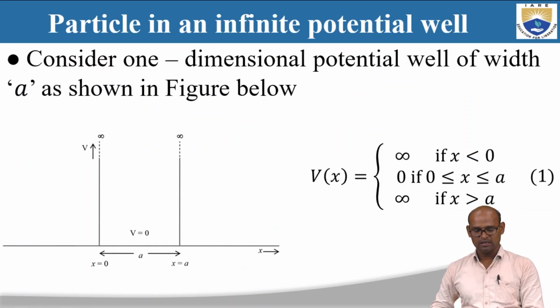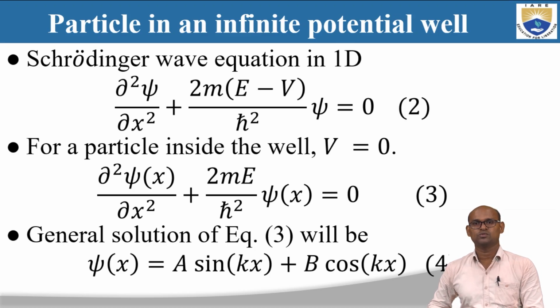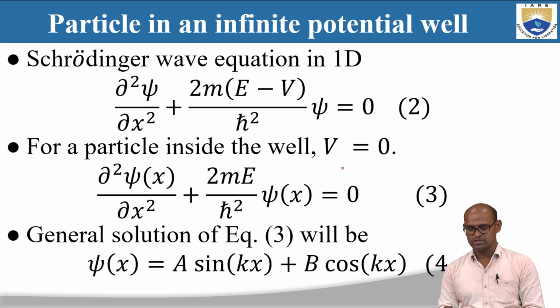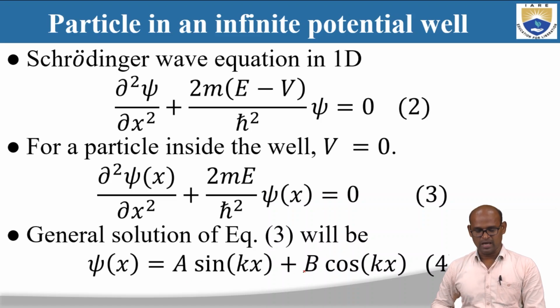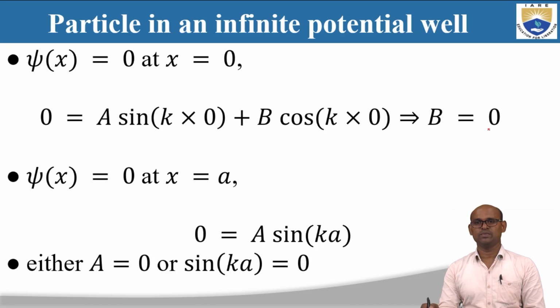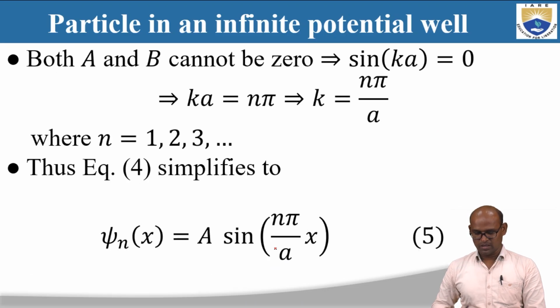We have done all the derivation, solving the one-dimensional Schrodinger wave equation in a potential well. The potential V is 0 inside the well, so substitute V equal to 0. We get a second order differential equation, whose solution is psi. To find the unknown constants A and B, we use the boundary conditions of the wave function. Using these, we found that B is equal to 0 and k is equal to n pi by a. So finally we get psi of x is equal to A sine n pi by a into x.